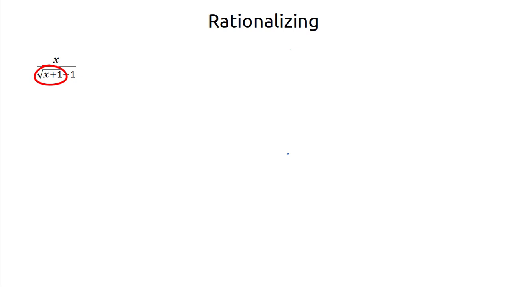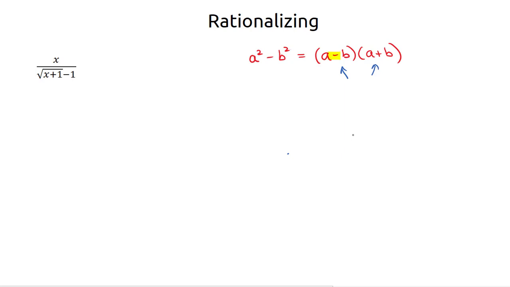In order for us to get rid of the square root, we're going to apply the concept that we have seen from before, which is the difference of squares. The difference of squares, a squared minus b squared, is equal to a minus b times a plus b. These are the same except we have a difference in the sign between those two terms. We call these conjugates. If we apply this concept, we can then get rid of the radical.